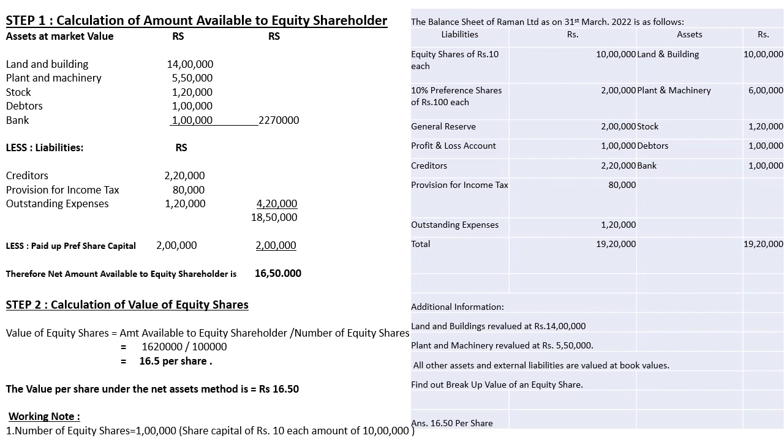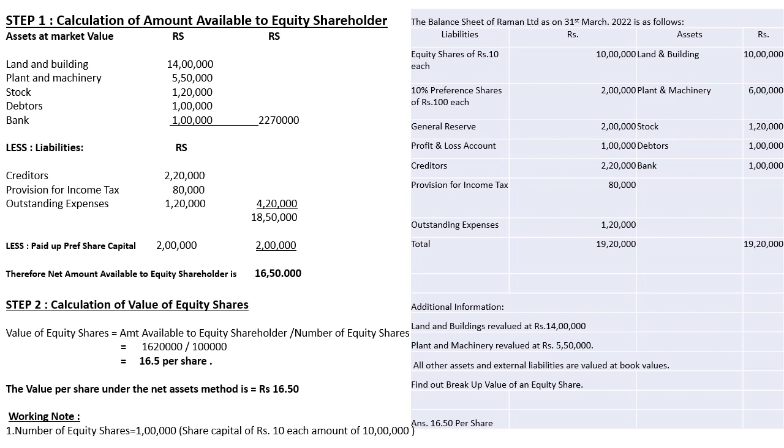Next we'll take less liabilities. So we are going to take external liabilities. Equity shares are internal liability, general reserve is internal liability, preference share is also internal liability, profit and loss is also internal liability. So we are not going to take these four, but in the next step we are going to deduct the paid up preference share capital. In the liability side we will take first creditors. These are all the external liabilities which we are going to take. So we will take creditors, provision for income tax 80,000, outstanding expenses 1 lakh 20,000.